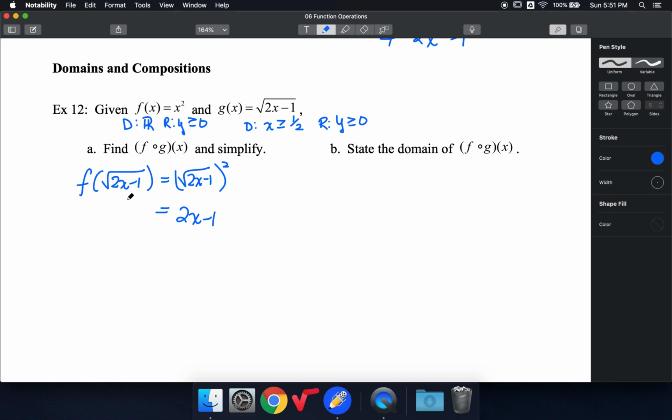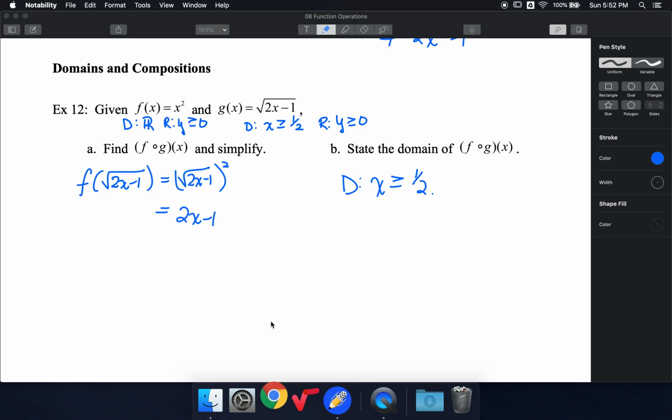The domain of this function was x is greater than or equal to a half. So that's going to be my domain of this function. This function is only going to be true for, so my domain here has to be x is greater than or equal to a half. Let's go ahead and test that.